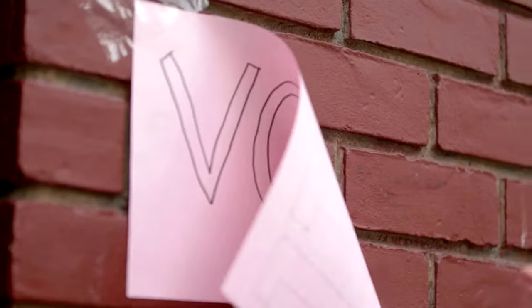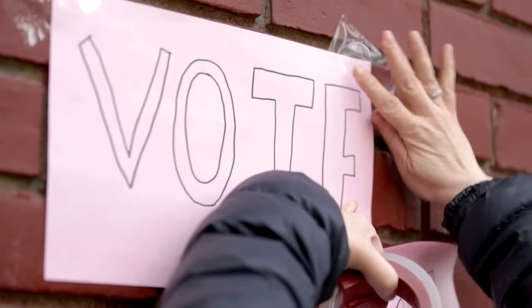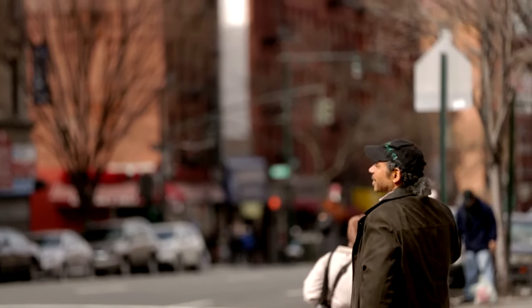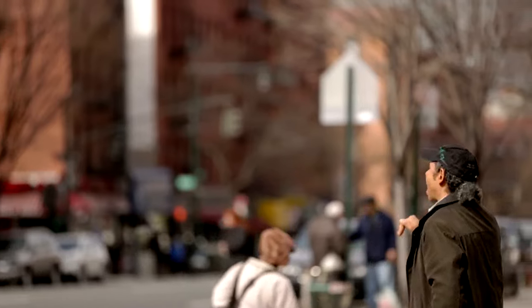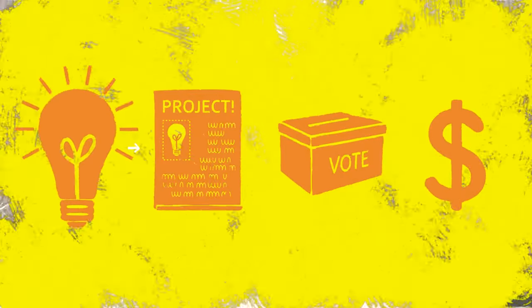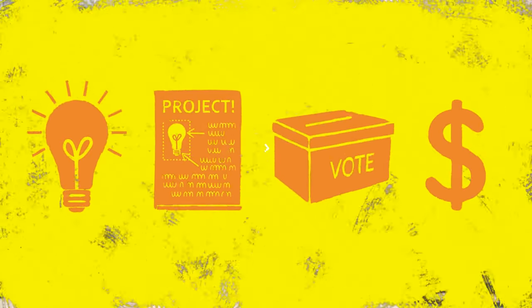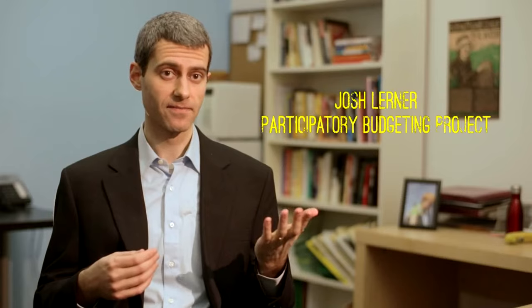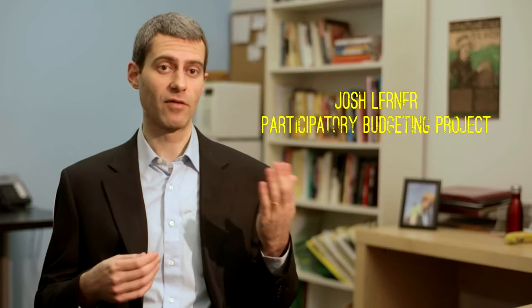Right, if you live in this community and you pay taxes, come out and vote, decide how your tax dollars get spent. Participatory budgeting gives people real power over real money to make the decisions that affect their lives. It's a democratic process in which ordinary community members directly decide how to spend part of a public budget.